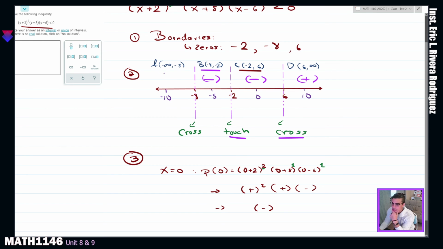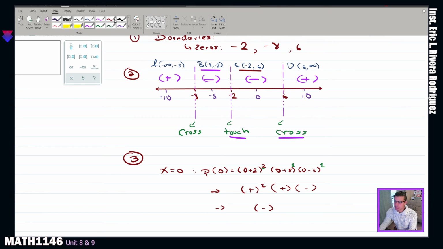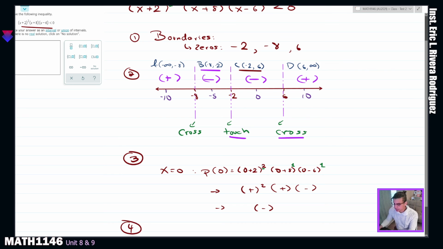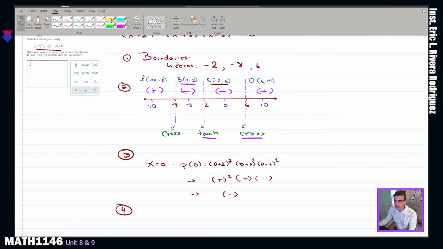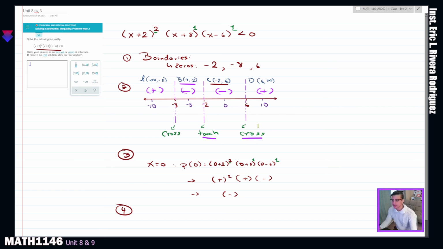All right, so region A, the sign of region A is going to be positive. All right, so now the number 4 is going to be the solution. And see how quick we did this. The first one I was just explaining everything, but this is what you want to do on the test because you have a time limit.